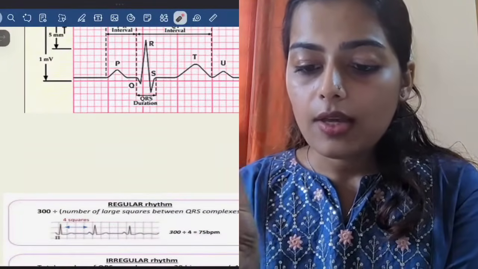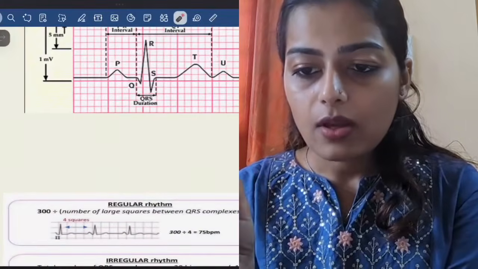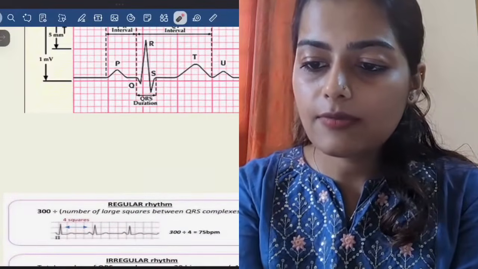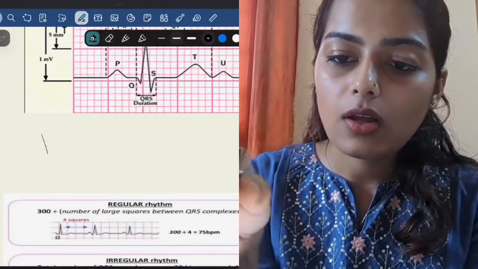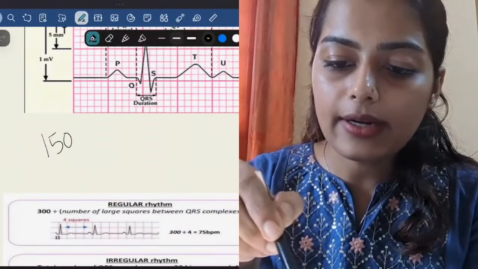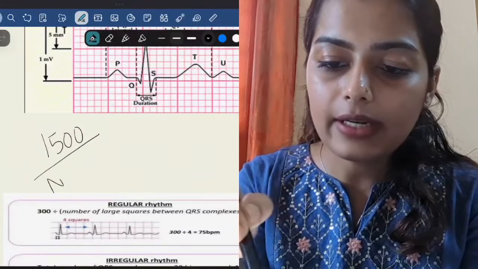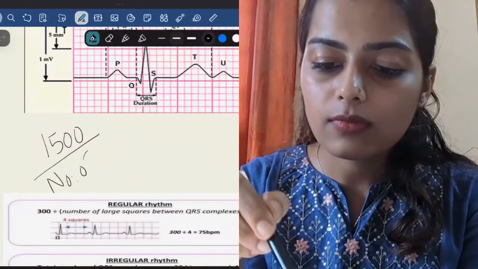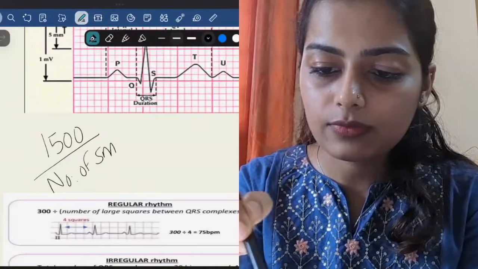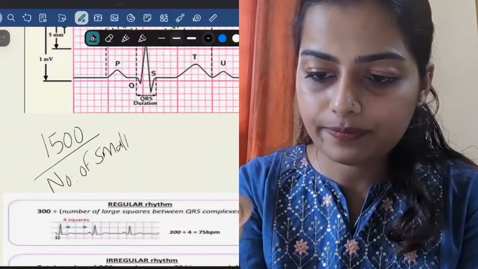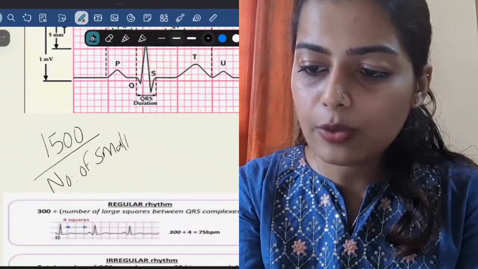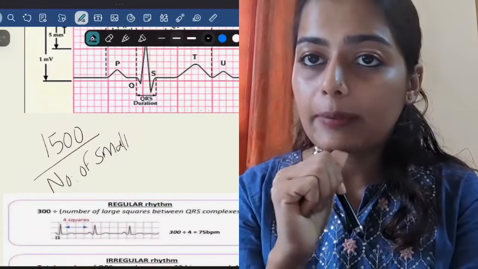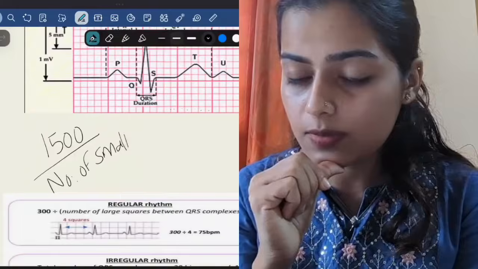If you're counting the number of smaller boxes between two R waves, you will use the formula 1500 divided by the number of small boxes, the smallest boxes. So when you're taking these small boxes, you will use the formula 1500 divided by the number of smaller boxes.